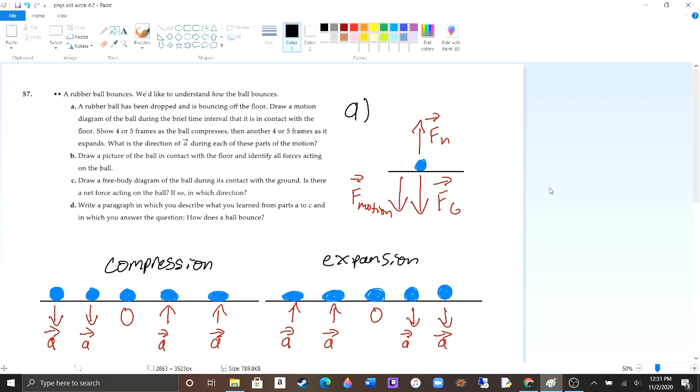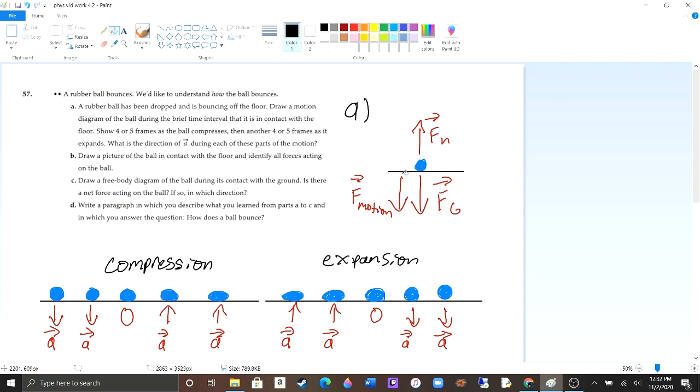So the question is, a rubber ball bounces, and we'd like to understand how the ball bounces. For the first part of the question, it is being dropped and it is bouncing on the floor. So we have to draw a motion diagram of the ball during the brief time interval that it is in contact with the floor. So the only forces acting on it are obviously gravity, because it's going down, and the normal force, which is acting against gravity as it's touching the ground.